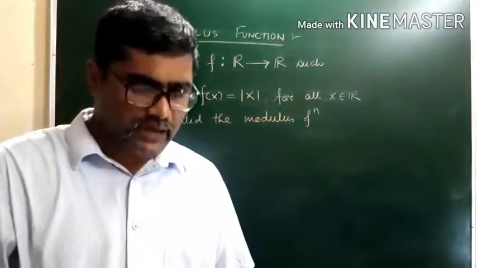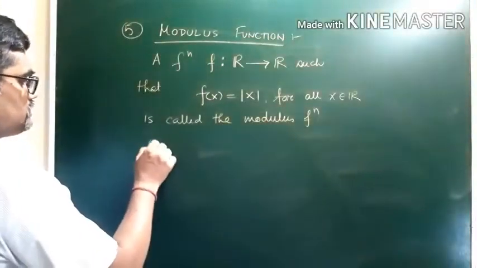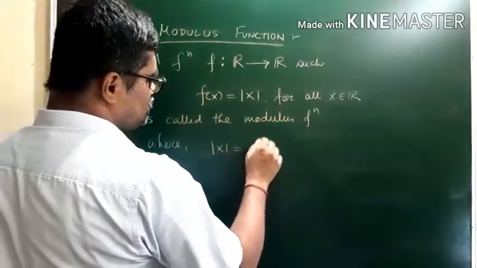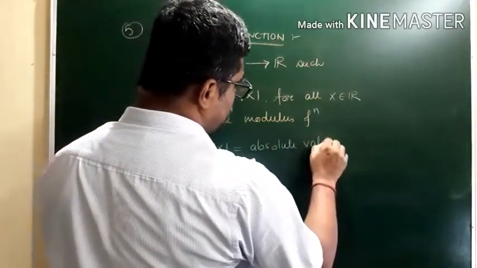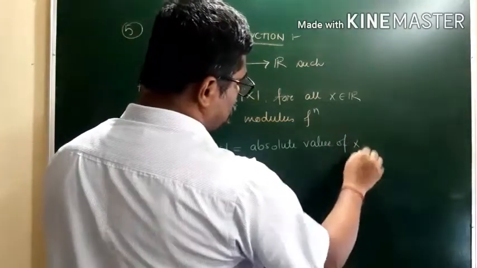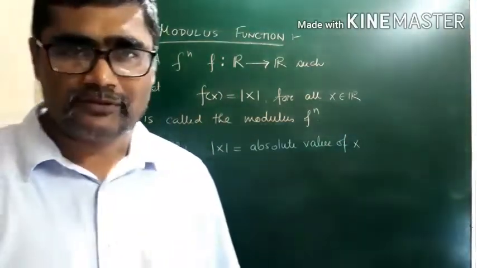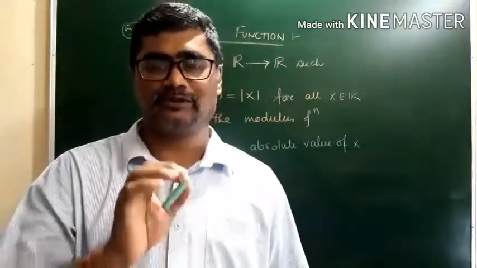Now here I have to say what modulus is, right? Where modulus means it is what? Absolute value of x. Absolute value of x means the numerical value. If it is -3, we should take 3. That is, modulus of -3 is 3.